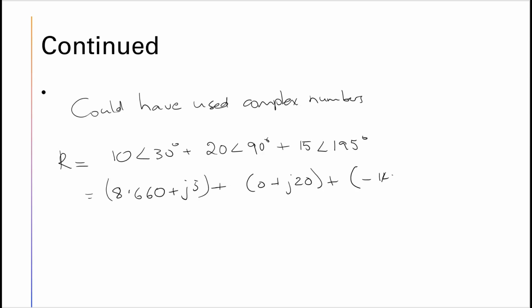negative 14.489 plus j3.882. Now, we can add like that, and we get negative 5.829 plus j, not a surprise. And then if we convert that into polar, then we get the answer that we had before.